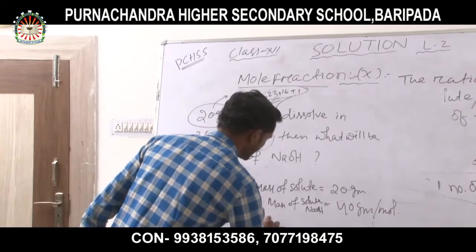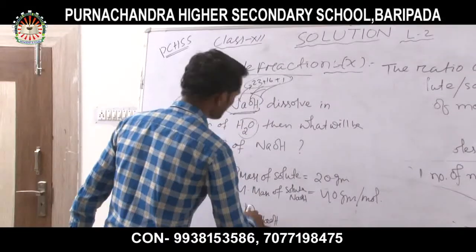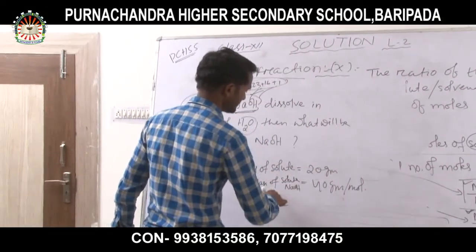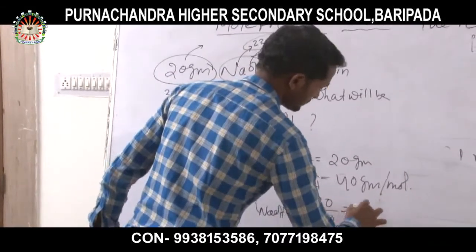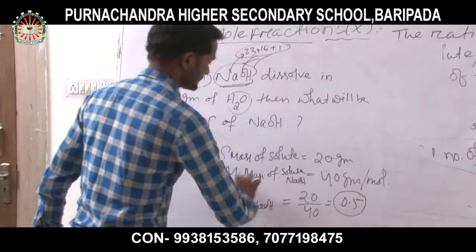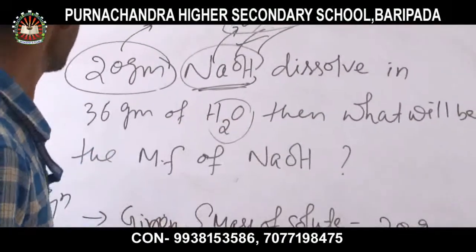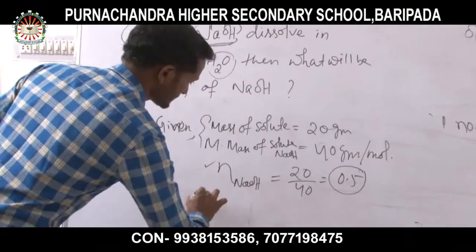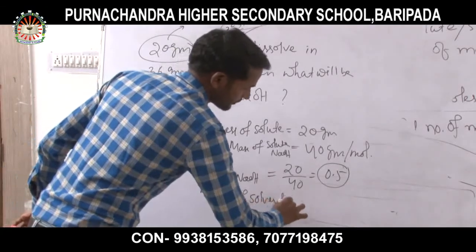Now we can calculate the number of moles of sodium hydroxide. The number of moles of sodium hydroxide is the mass of solute divided by the molar mass of solute, which equals 20 by 40, so 0.5. That is the number of moles of sodium hydroxide. Now the number of moles of water also has to be calculated. So the mass of solvent, water.